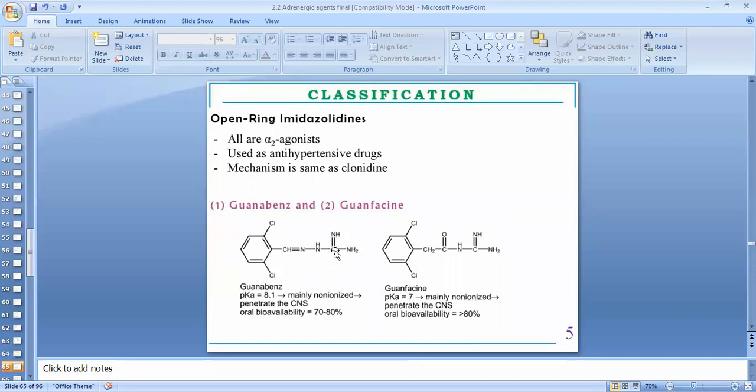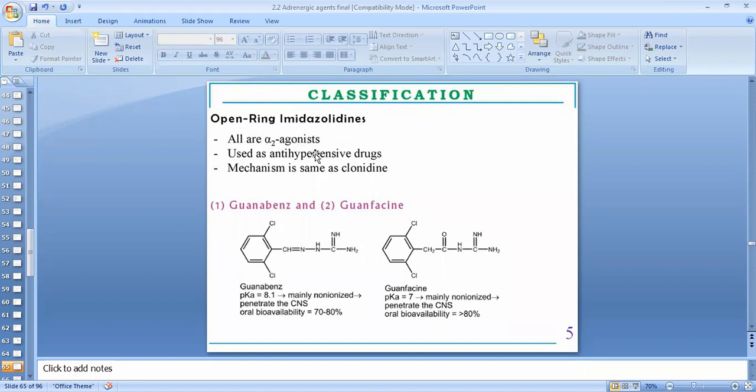See, in the earlier case, we have seen the imidazoline structure is compact, a five-membered ring. But if that imidazoline ring is open, it is converted into a straight chain imidazoline structure. So these are the drug molecules, they are alpha 2 agonists. Here the imidazoline ring which is present is attached to this nitrogen atom, and it is open. That's why these two drug molecules, guanabenz and guanfacine, come under the category of open ring imidazolines.